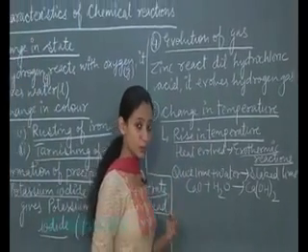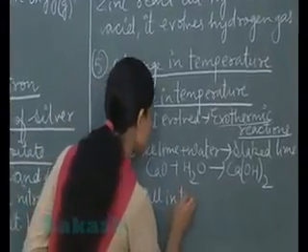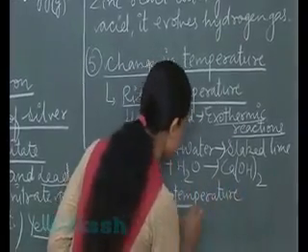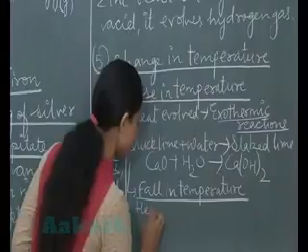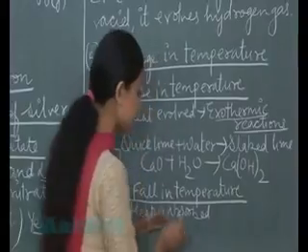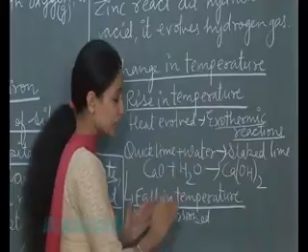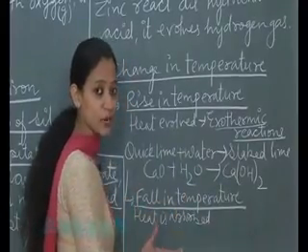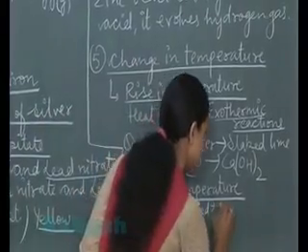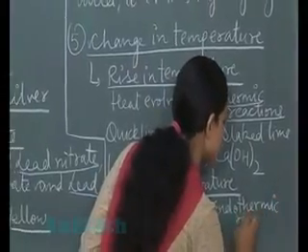Second, there can be a fall in temperature also. Students, a fall in temperature occurs when heat is absorbed. And students, in the reaction in which heat is absorbed, that means more energy is required to break the bonds in the reactants than the energy released in the formation of new bonds on the product side. So when the heat is absorbed, these reactions are known as endothermic reactions.